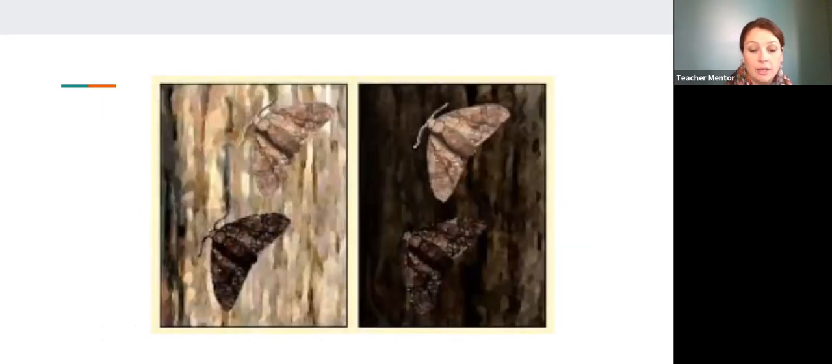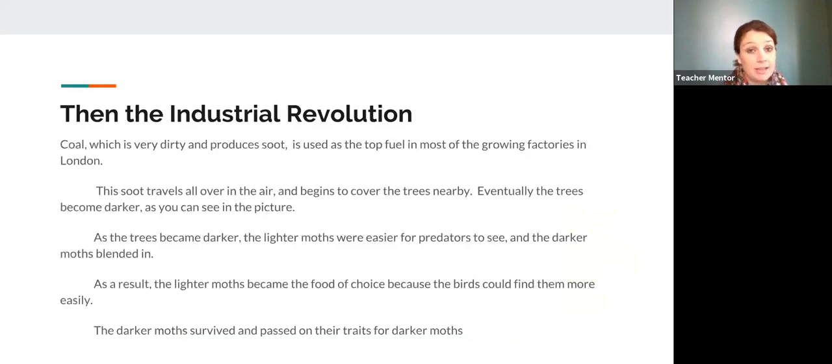So, here again on the left-hand side, we have before the Industrial Revolution where the trees were lighter, so the lighter moths were able to camouflage a lot better. And then on the right side, after the coal was being used and the trees became dirty, they became darker, where the darker moths were able to camouflage and be hidden for survival. So as a result, the birds were able to prey upon the lighter moths at this time. Then the darker moths were able to survive and pass on their traits for darker moths.